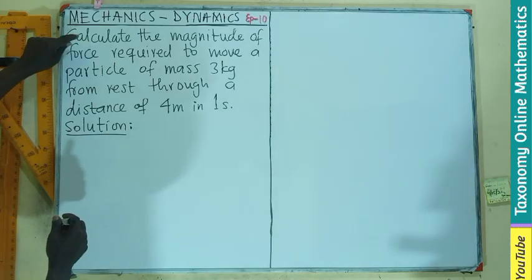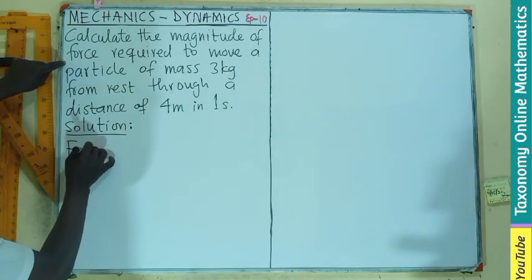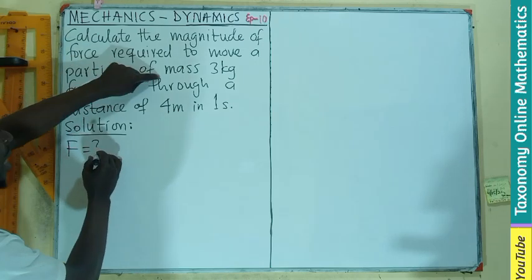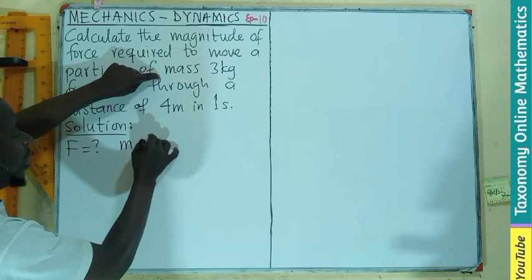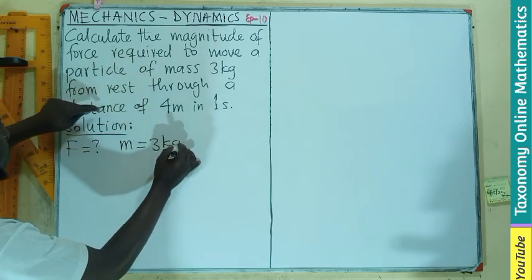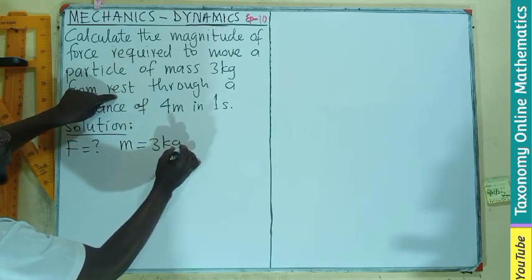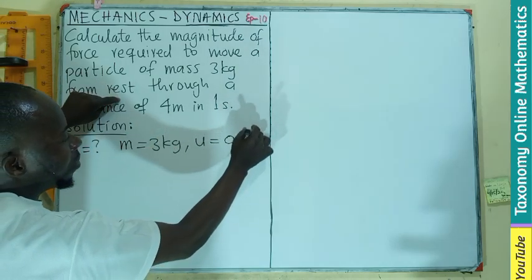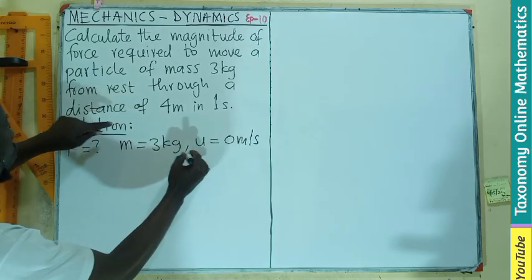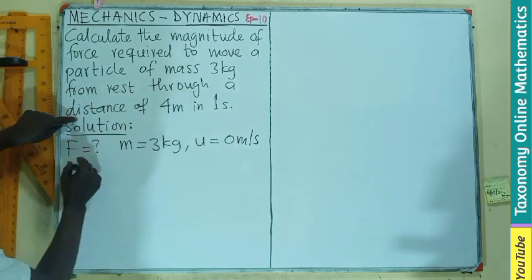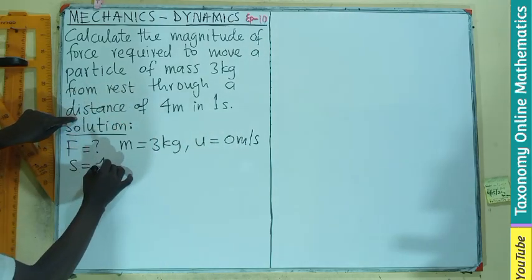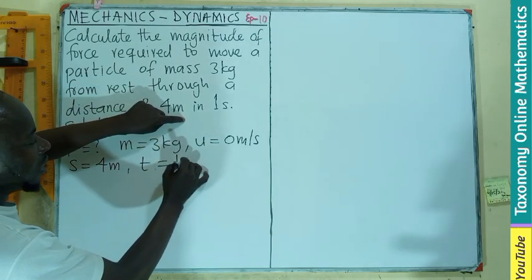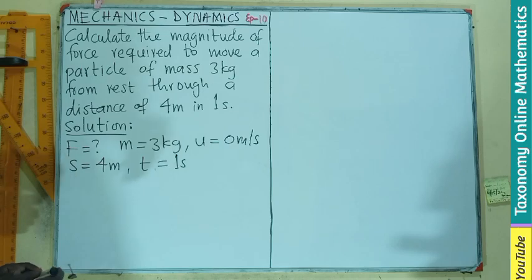So we are looking for the magnitude of force. First things first, we are looking for the force required to move a particle of mass. The mass of the body is 3 kg from rest. When the body is moving from rest, its initial velocity is 0 meters per second, through a distance of 4 meters in a time of 1 second. So these are the information provided.